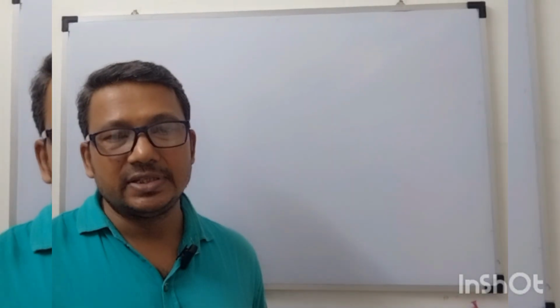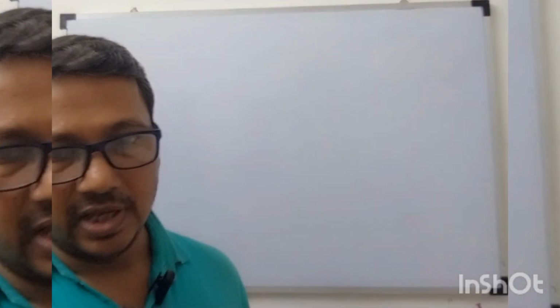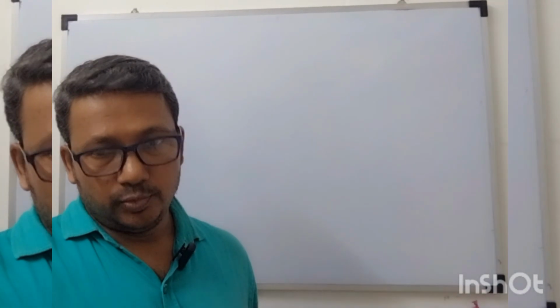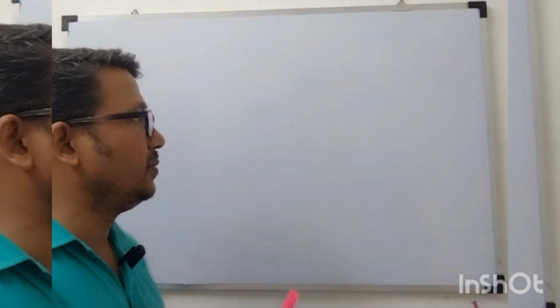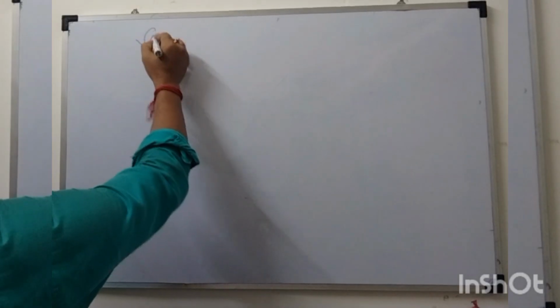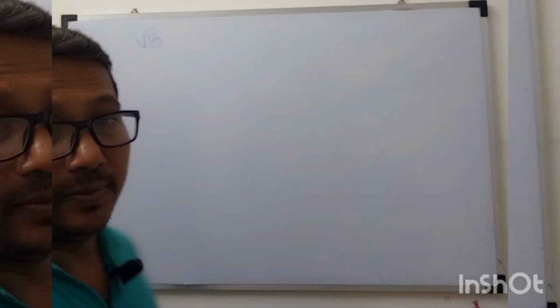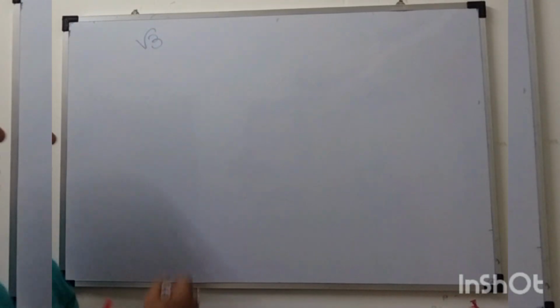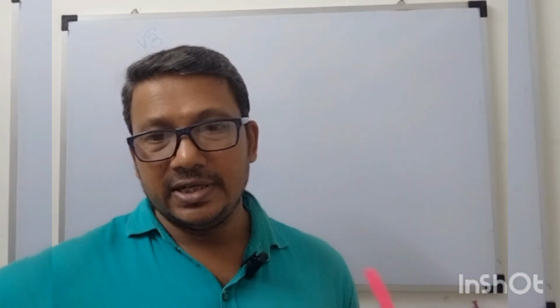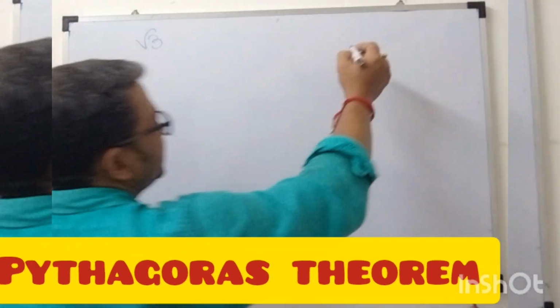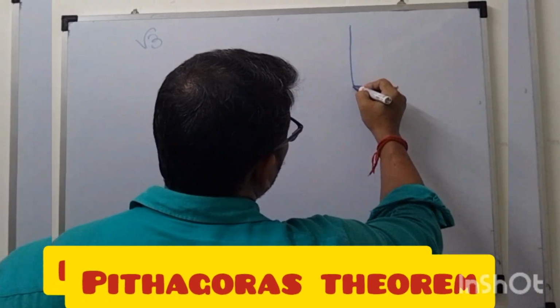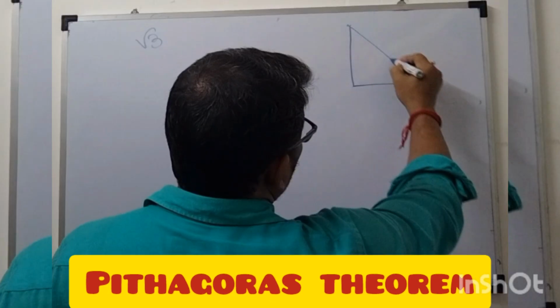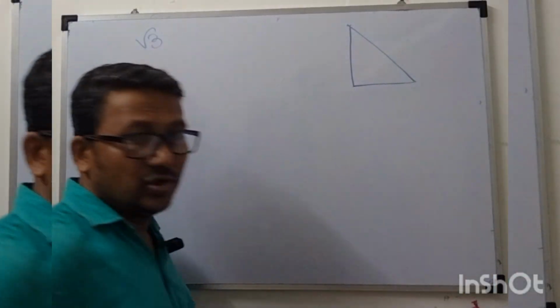Now we are going to discuss putting some numbers on the number line, and those numbers are irrational numbers. Suppose we have to put the number root 3 on the number line. How will it be possible and how can we do that? Before putting this number on the number line, we have to understand the Pythagoras theorem. What is the Pythagoras theorem? It is the theorem by which this will be clear.